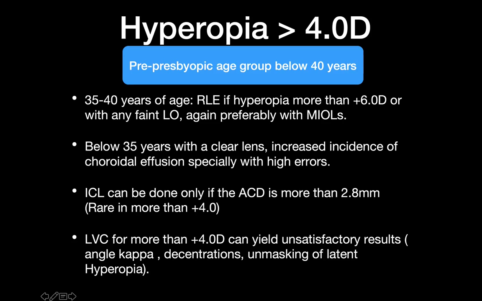Laser vision correction for more than +4 diopters can yield unsatisfactory results, especially if the patient has high angle kappa, and we see this every now and then.